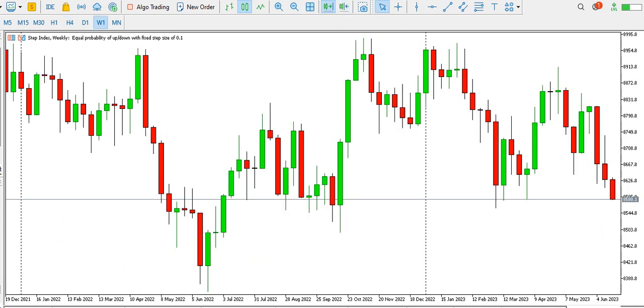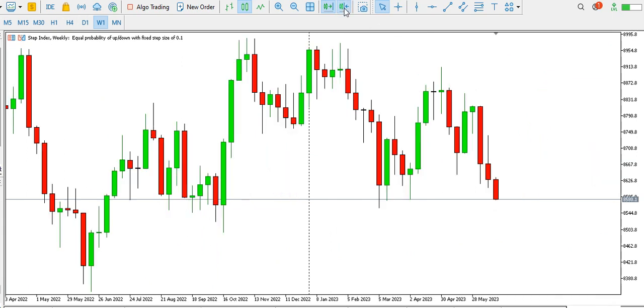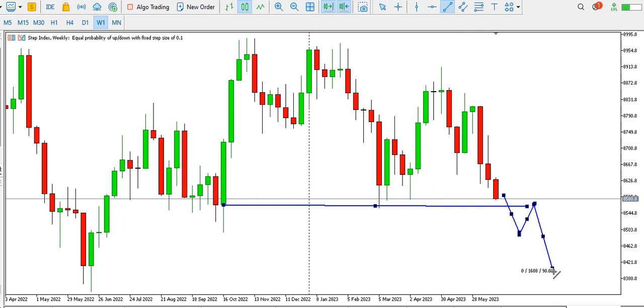Let's take a look at step index on the weekly time frame. For step index on the weekly time frame, we can see this top, we can see another top, and yet another top, more like a triple top. And this is like the neckline, so we might be expecting price to break below the neckline on the weekly time frame. We might have a retest for price to drop much lower.